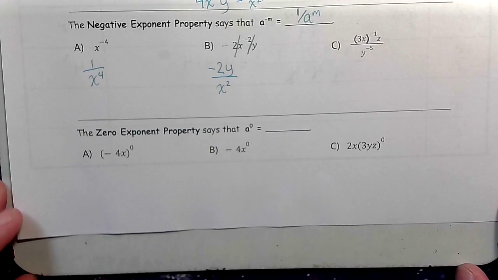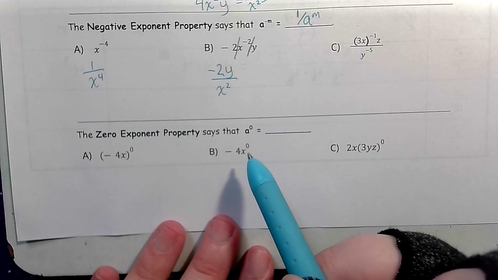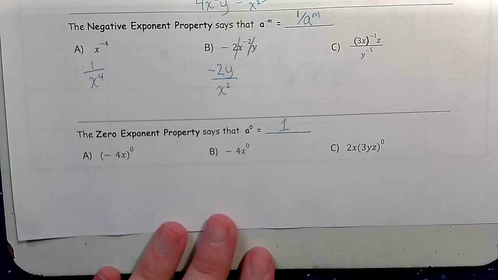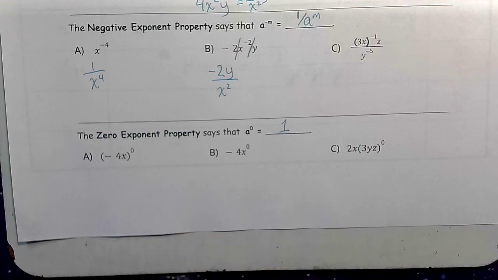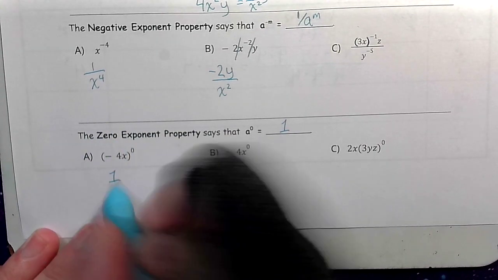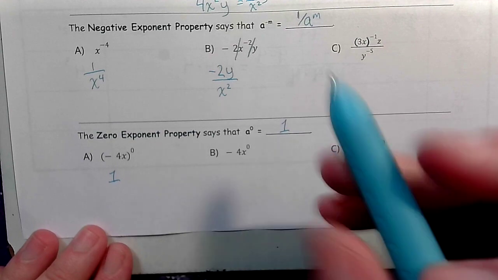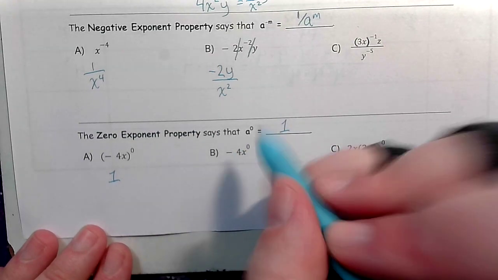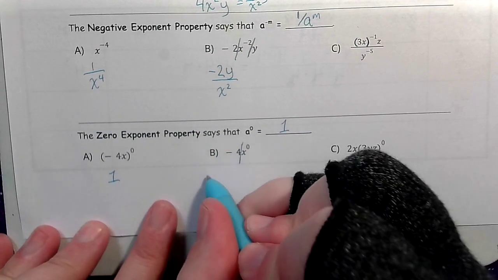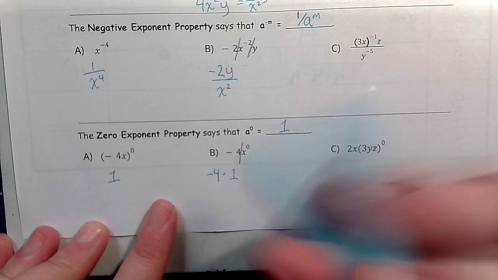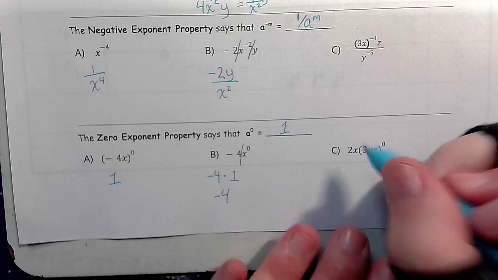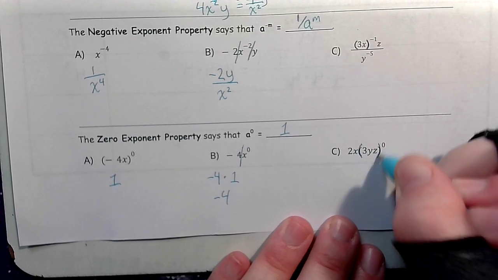And then our last property, the zero exponent property, says that for any number a, a to the 0 power equals 1. It does not matter what a is. So negative 4x, all of that to the 0 power is 1. Negative 4x to the 0 power, no parentheses. Be careful, these are separate now. So that's going to be negative 4 times 1, or just negative 4. Go ahead and simplify this. Again, remember, parentheses keep this together.